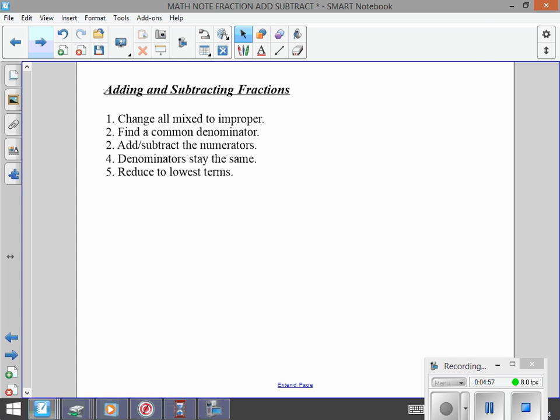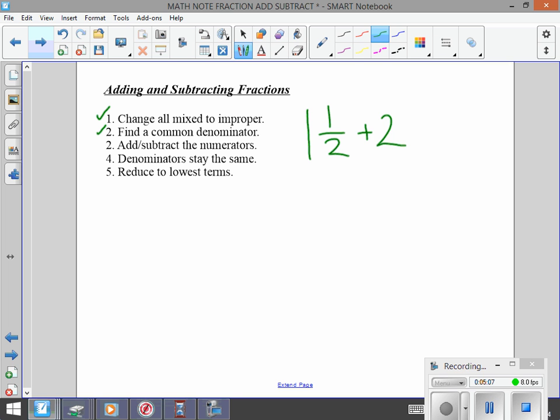So the first step here is to change all mixed to improper, then find a common denominator. So let's start with a fraction like 1 and 1/2 plus 2 and 1/6. Remember, our first step is to change those over. So that's the whole idea of multiply plus, multiply plus. 2 times 1 is 2, plus 1 is 3. So that's 3 over 2, plus 6 times 2 is 12, plus 1 is 13 over 6.